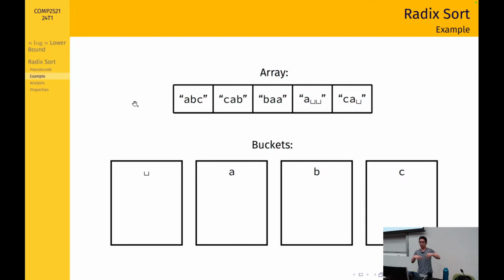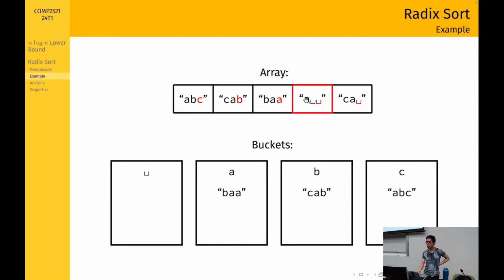Now in the first iteration, we're going to sort this array by the last character, or the last symbol, in each key. So that's what we're going to focus on. And now we're going to loop through the array in order and store each key into its corresponding bucket. For ABC, we're going to store that into the C bucket because its last character is C. For CAB, we're going to store that in the B bucket. For BAA, we're going to store that in the A bucket.